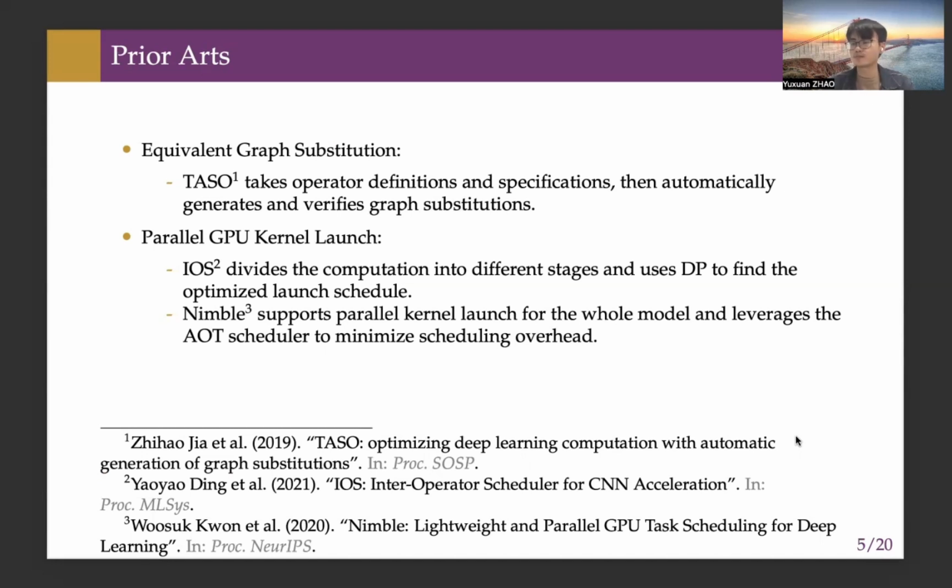IOS divides the computation into different stages and uses a dynamic programming method to find the optimized launch schedule. Nimble supports parallel kernel launch for the whole model and leverages an ahead-of-time scheduler to minimize the scheduling overhead. These works only focus on single-level optimization. Can we bridge the gap between them to boost the deployment performance?